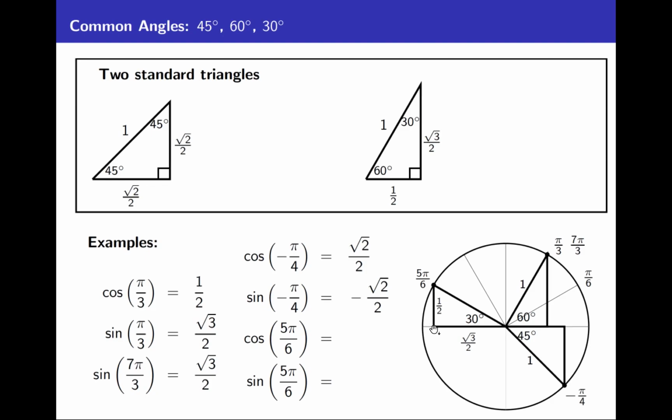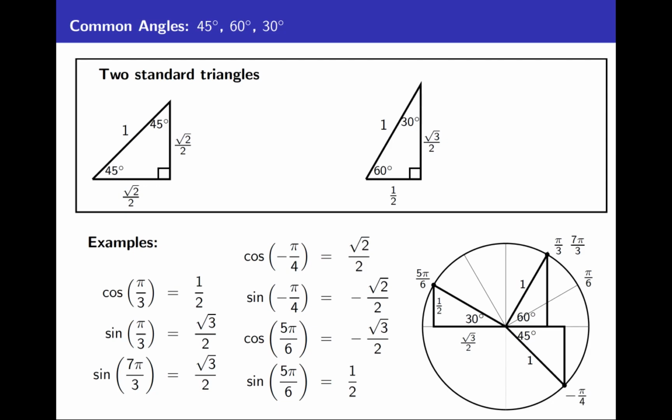Vertical side is 1/2. The horizontal side is square root of 3 over 2. It's like this triangle turned on its side. So cosine 5 pi over 6 is the x-coordinate of this point. And that's actually a negative x-coordinate. It's negative root 3 over 2. And sine of 5 pi over 6 is the y-coordinate of this point, which you read off immediately as being 1/2.